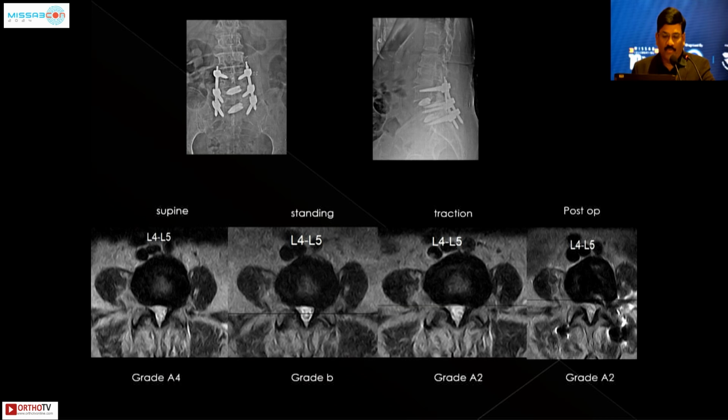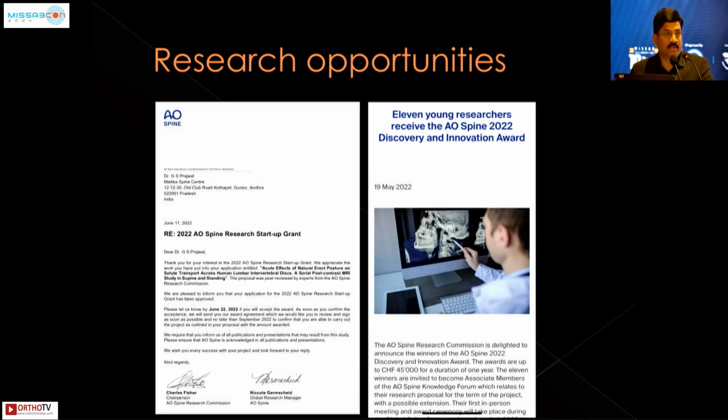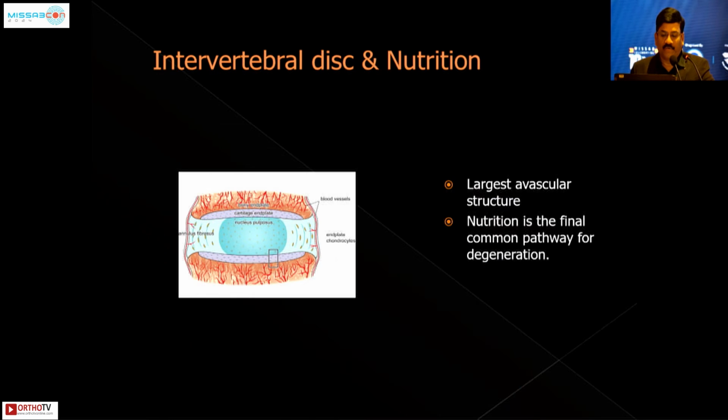Okay, see the amount of compression in the supine and then standing, and the traction, and see the amount of decompression happening post-op. So we could predict what is going to happen to this patient by applying a traction. Maybe this technology can also be used in a supine regular 1.5 Tesla as well, if you can have some radiolucent material adapted for doing it in the regular setting. And this also gave us the opportunity to win the EVO Spine's Discovery and Innovation Award for that year.